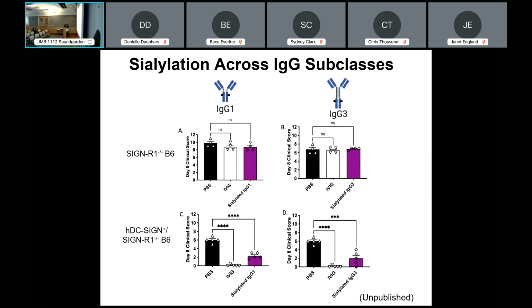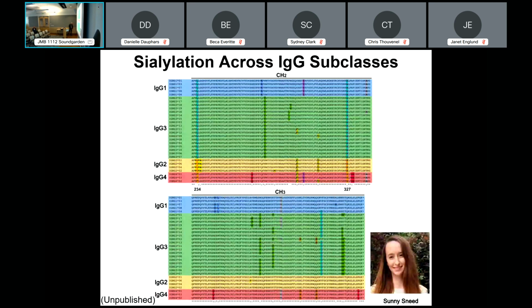We turned back in vivo. Looking at a SIGN-R1 deficient animal, you can see sialylated IgG1 does not protect, IVIG does not protect. That's also true for sialylated IgG3, but when we put it on the DC-SIGN transgenic, all of a sudden they're protecting again. So essentially the pathways of anti-inflammatory activity seem to be conserved when we sialylate IgG3 as well as IgG1. And this just came off earlier this week. I'm really excited about this.